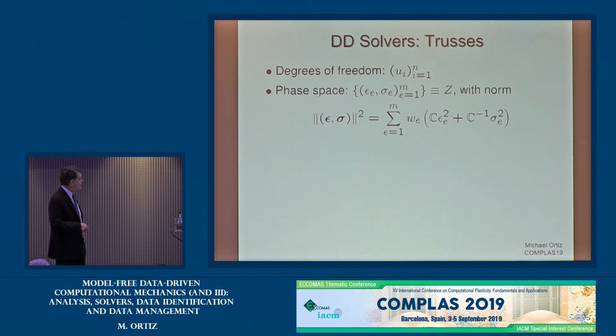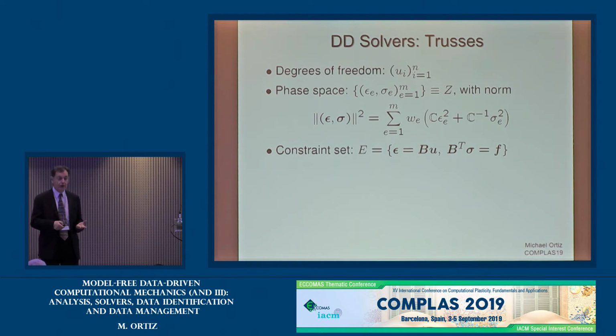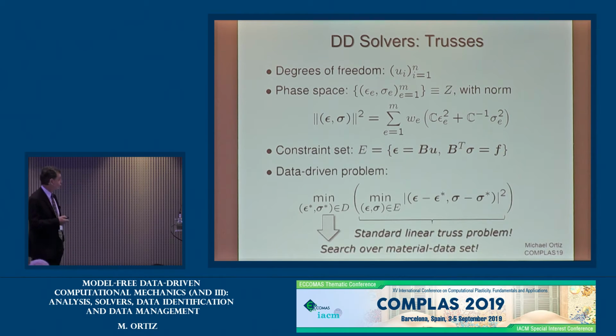You metrize that space with some norm. C is not a material parameter, it's just a metric tensor that defines the distance in phase space. The constraint set, of course, is the usual set of strains that derive from a displacement field through the B matrix. Okay, we all know what the B matrix is. And then B transpose would be the discrete divergence operator. So the constraint on stress is the equilibrium condition that B transpose times stress be equal to the applied loads. So that would define the constraint set.